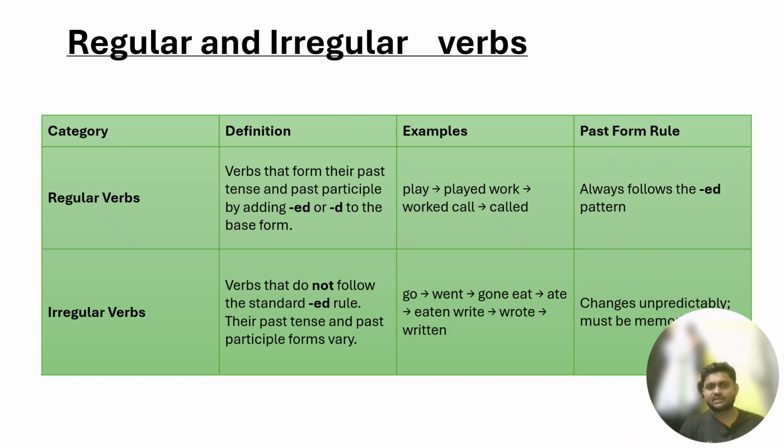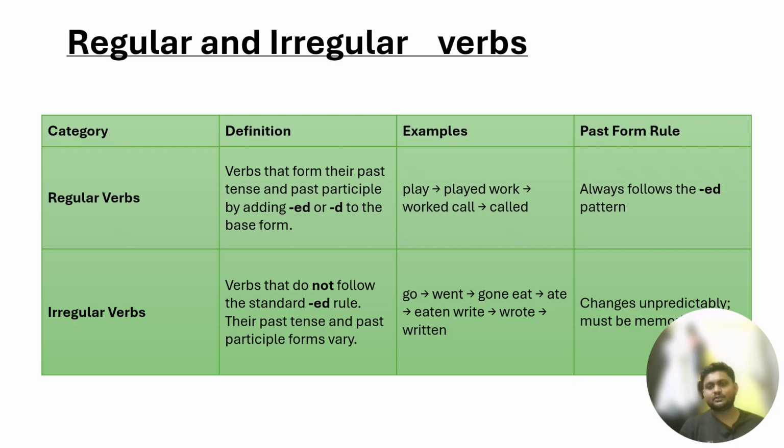For regular verbs, the past form, which is V2, is created when we add ed to V1 or the base form of the verb. For example, play, past form is played. Work, past form is worked, and call, past form is called. In this, we do not have to remember the past form because when we add ed, it automatically changes to the past form. Whereas in irregular verbs, it does not follow ed rule.